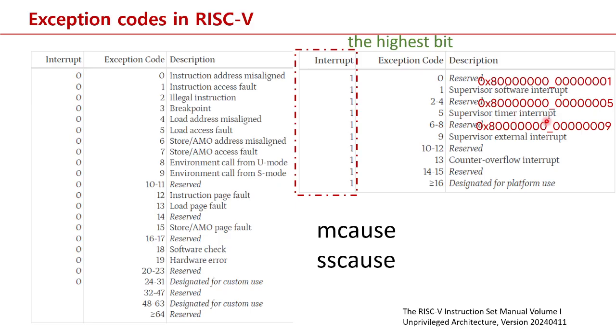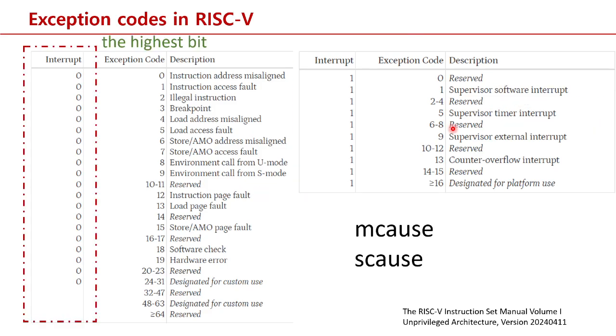As for this kind of interrupt, this register will be updated to have this value, because the exception code in this row is 5 and the highest bit is 1. In other words, if you convert this hexadecimal value into binary, you can see that the highest bit, in the case of a 64-bit system, the 63rd bit position, has 1 in this case.